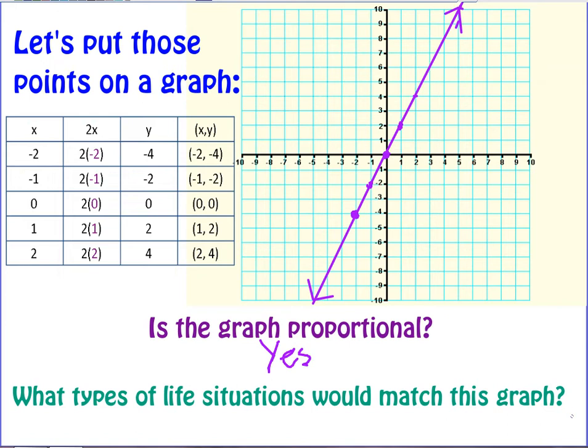What types of life situations would match this graph? Notice how your y value is increasing by 2 every time our x value goes up by 1. So you could say something like, something where it's going to increase by 2. Maybe you're only getting paid $2 an hour, and for every hour that you work, your pay is going to increase by $2. That would be a life situation that matches this graph.